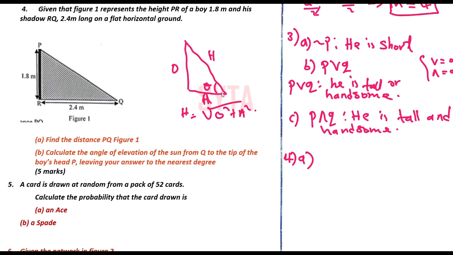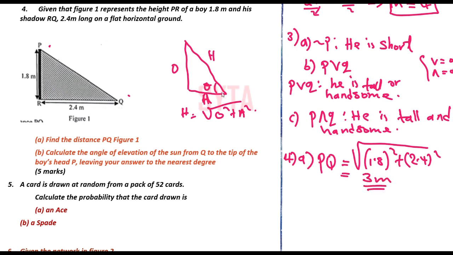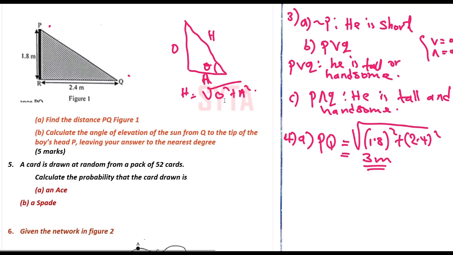So we see that the distance P to Q is actually the hypotenuse of the right angle triangle. So we are going to write PQ to be equal to the square root of 1.8 all of this squared plus 2.4 all of this squared. Punch in your calculator, you're just going to have 3 meters. But be careful, I told you to make sure you have your calculator by you.